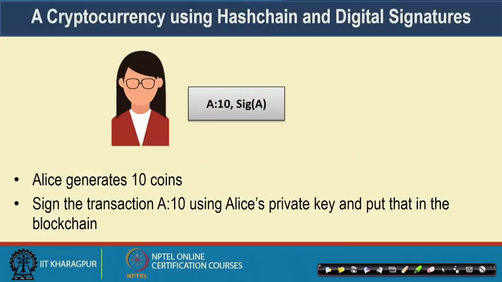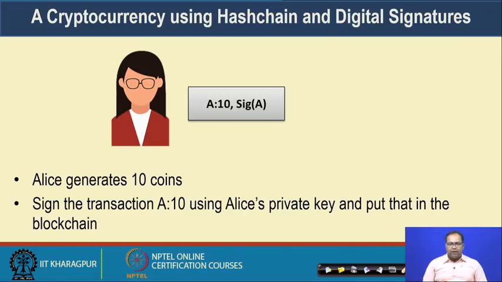Now, let us look at a very simple cryptocurrency built by combining the cryptographic primitives that we have discussed, the concept of hash chain and the digital signature. Say Alice wants to generate some coins. So, Alice generates 10 coins. Alice initiates a transaction stating that she has 10 coins, and with this transaction she puts her own signature. That way Alice will never be able to claim that this transaction does not originate from her, and no one else will be able to claim this transaction from Alice.